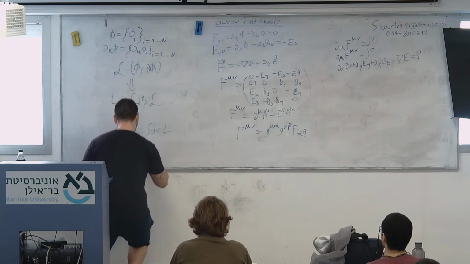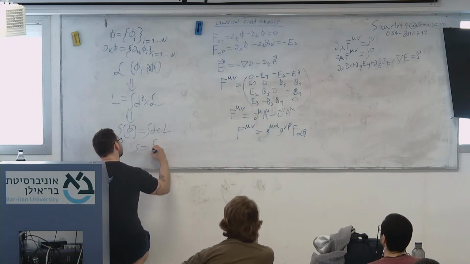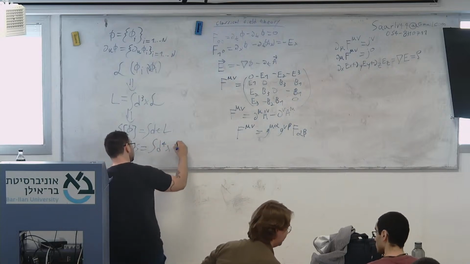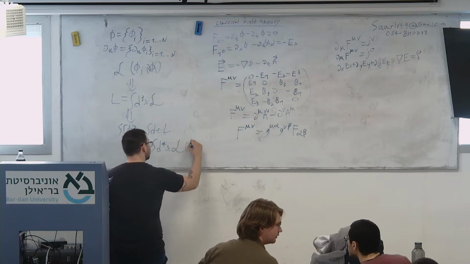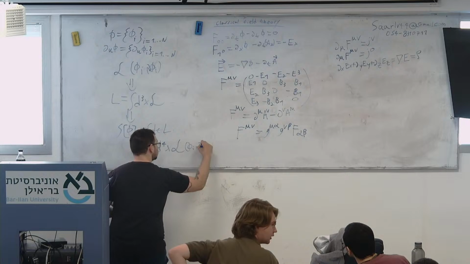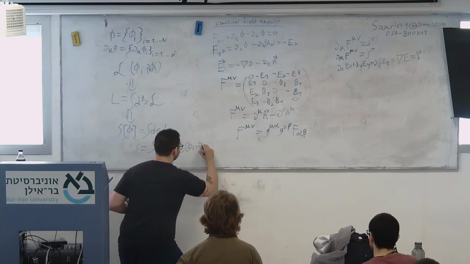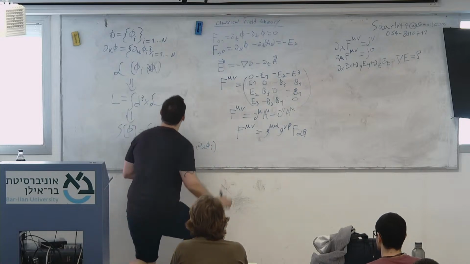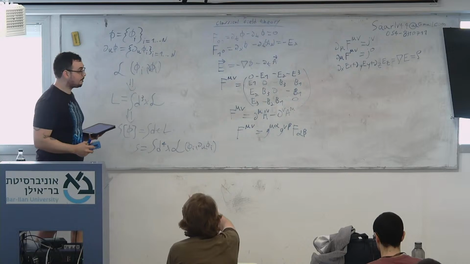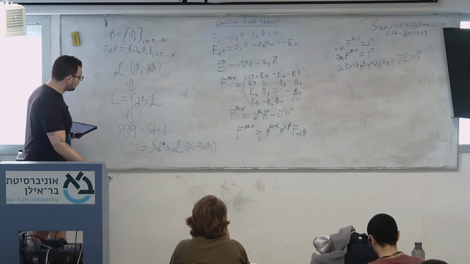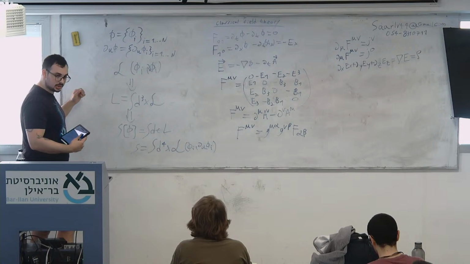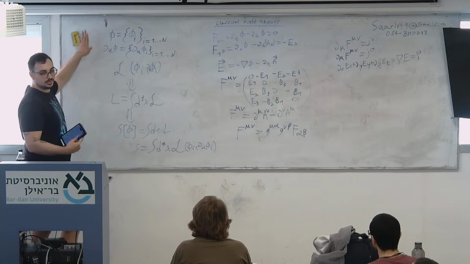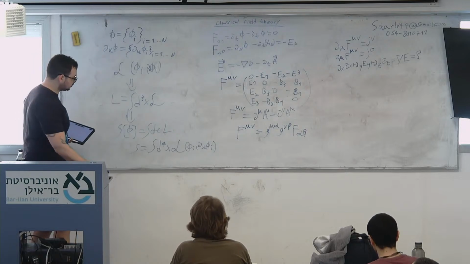So we can just write S equals the integral d^4x. Explain what you mean with steps? Oh, this is just a normal Euler-Lagrange theory. Okay. Just apply it to some fields. Ah, okay.